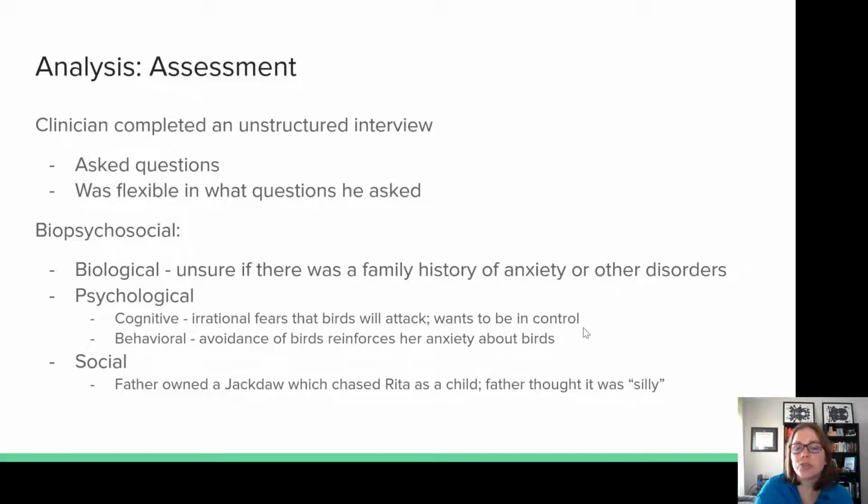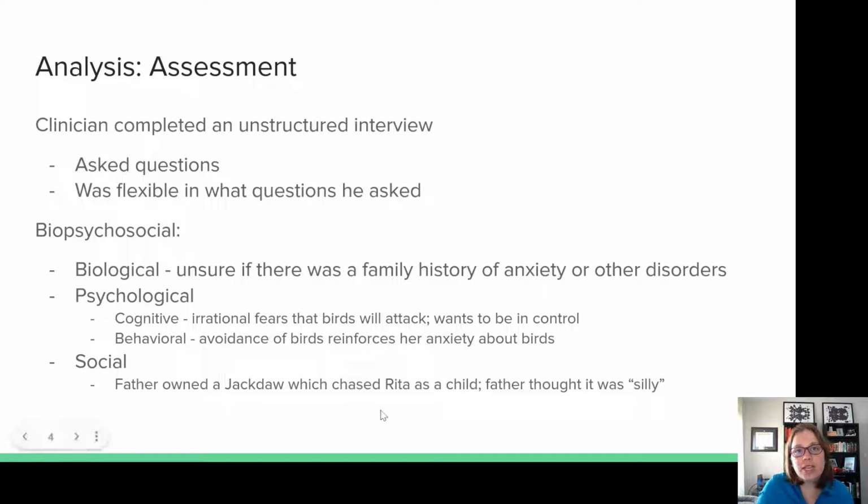Like wanting to be in control was something that Rita mentioned. That's really important for us to note, because her not being in control might lead her to be more anxious than usual, right? And she can't control the birds and what they do. Look for behavioral things. If somebody is escaping or avoiding something, that's often a behavioral issue. So we can think about that as operant conditioning, and that reinforces that anxiety.